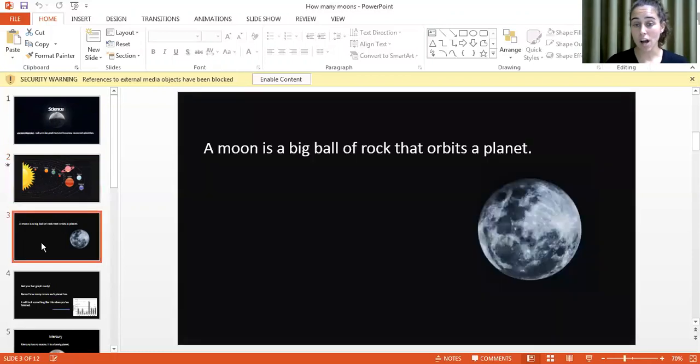So now let's talk about what a moon is. A moon is a big ball of rock that orbits or revolves around a planet. So, just like the planets revolve around the sun, we have moons that revolve around the planets. It's a little confusing, right? But let's continue. But think about that, okay?